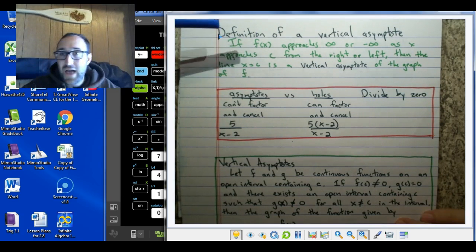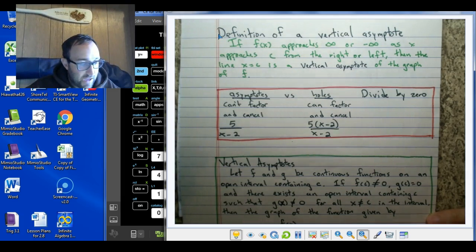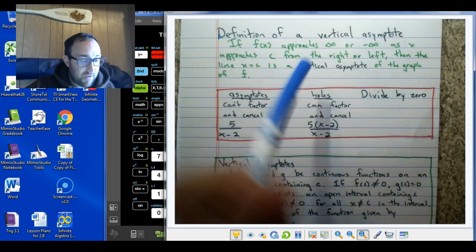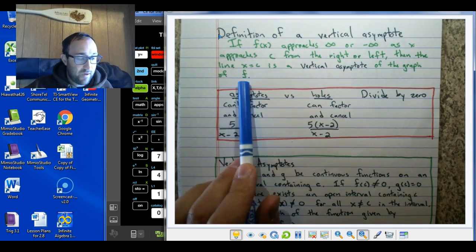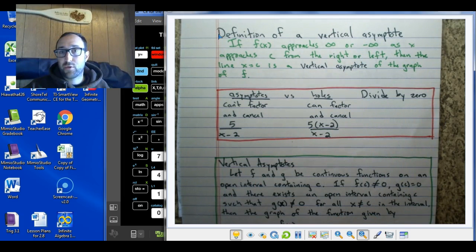Definition of a vertical asymptote. If f of x approaches infinity or negative infinity as x approaches c from the right or the left, then the line x equals c is a vertical asymptote of the graph of f. So it doesn't matter positive or negative, or they're both going negative, they're both going positive, or any other combination of positive or negative infinity is going to be a vertical asymptote.